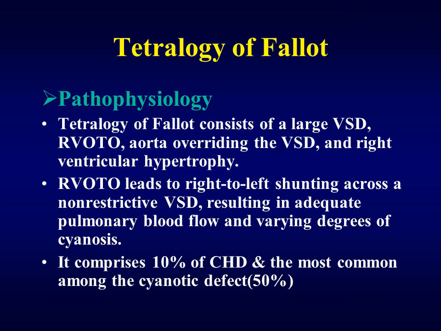Tetralogy of Fallot pathophysiology. Tetralogy of Fallot consists of a large VSD, VOTO, aorta overriding the VSD, and right ventricular hypertrophy. VOTO leads to right-to-left shunting across a non-restrictive VSD, resulting in decreased pulmonary blood flow and varying degrees of cyanosis. It comprises 10% of CHD and is the most common among the cyanotic defects, 50%.